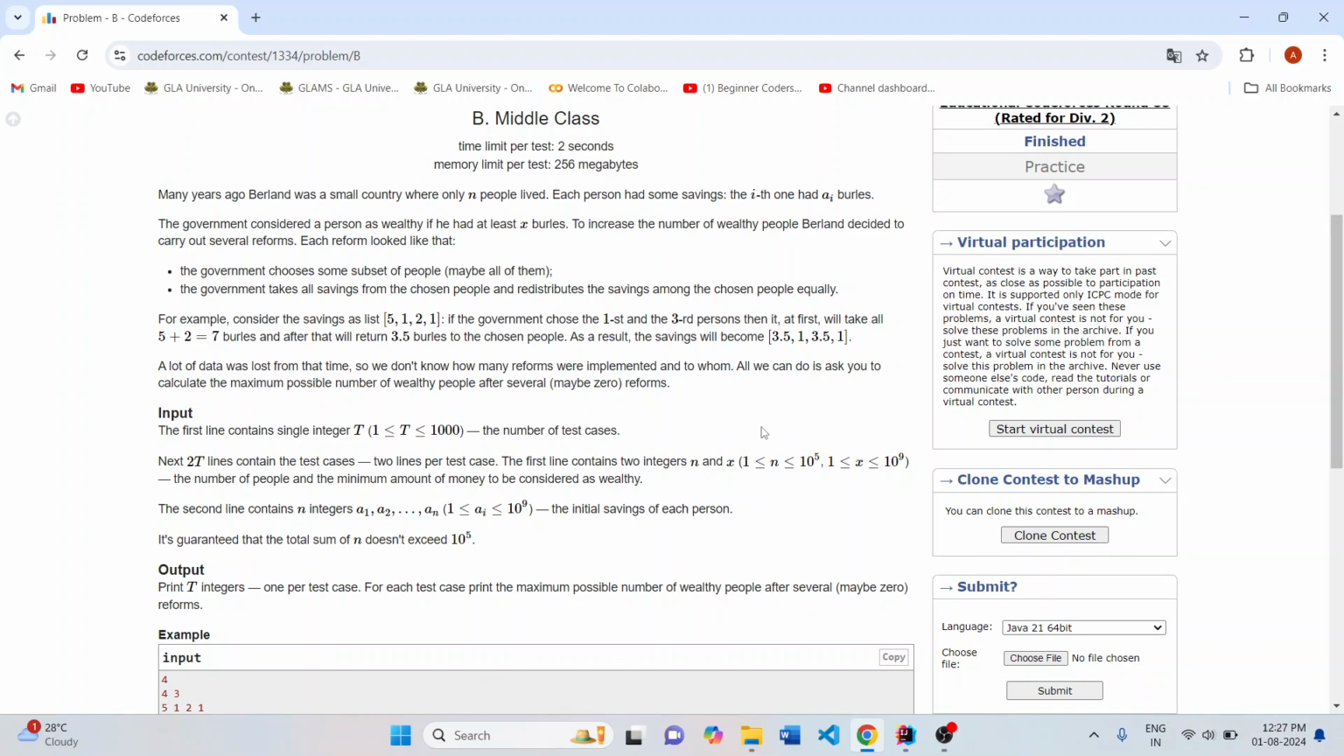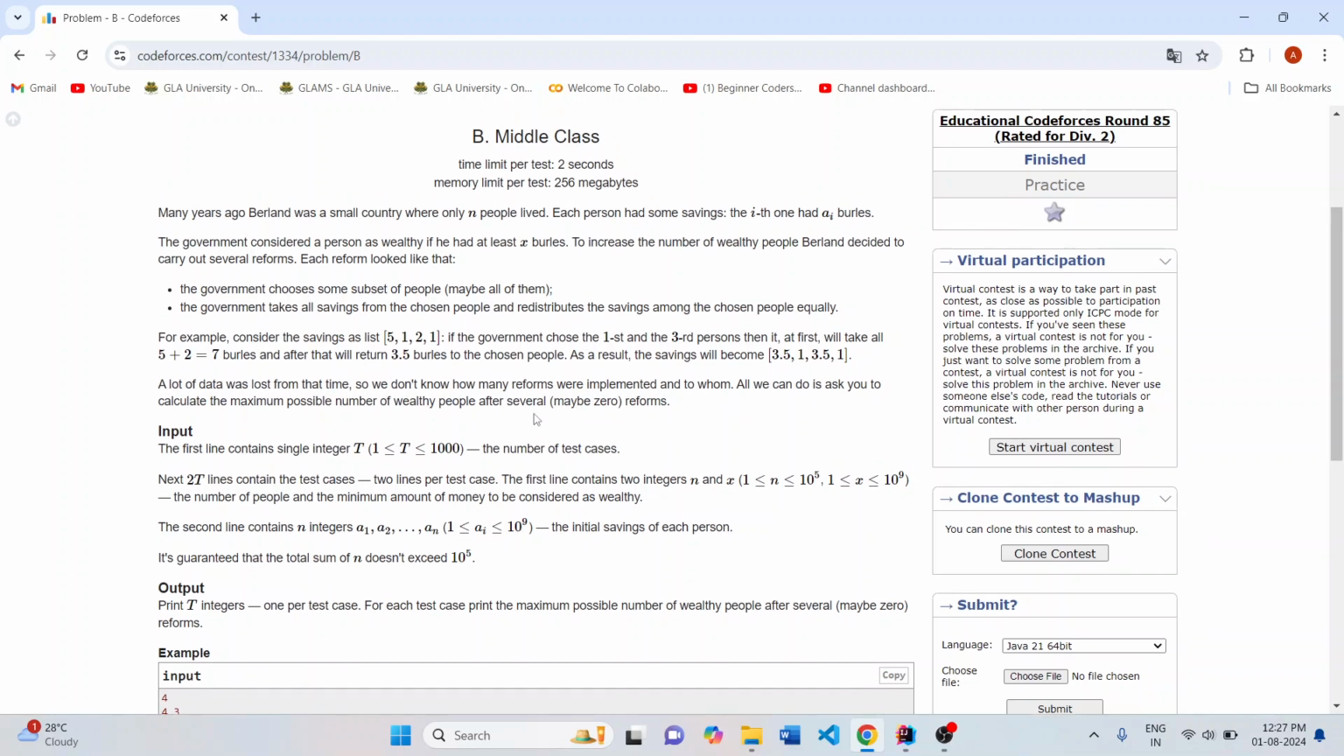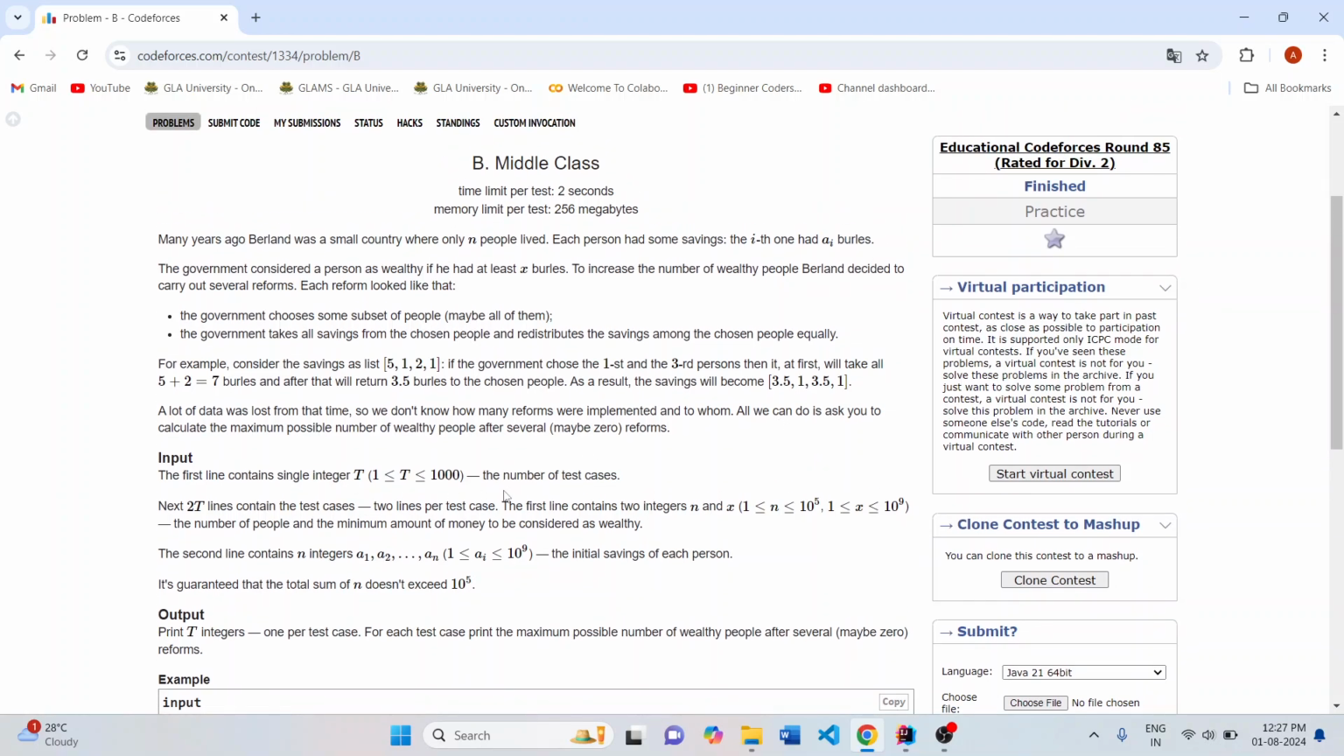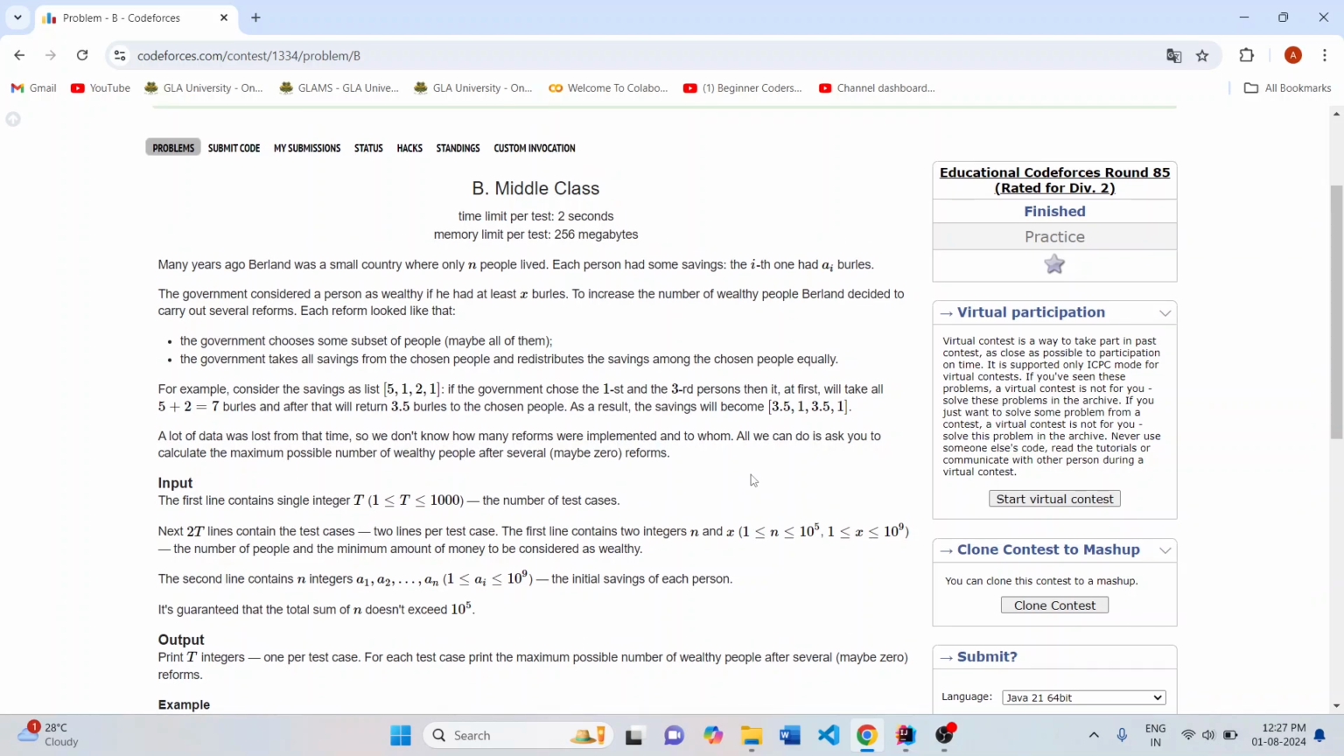Now here the question asks us to calculate the maximum possible number of wealthy people after several reforms that can be there. So we are just given the people and their savings, and we have to find the maximum number of wealthy people that can be made after reforms. So how shall we do this? First of all, we have to find the maximum number of wealthy people that have savings greater than x.